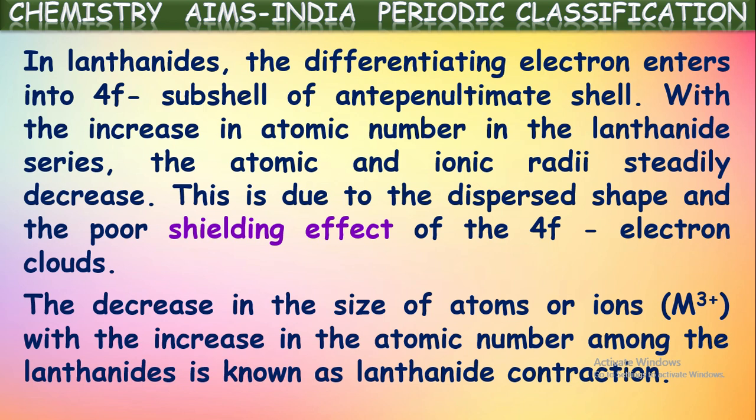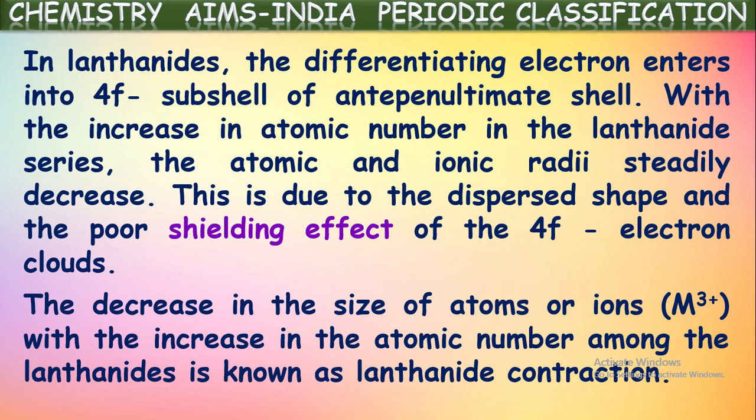Okay, these are being affected, shielded by inner electrons, very weak. Because of this least shielding effect, these electrons are being attracted much by the nucleus. The shielding effect is less because of the dispersed shape of these 4f electrons, the 4f subshells. Because of that, attraction will be more on these electrons, and hence they are attracted towards the nucleus. So as they are being attracted towards the nucleus, what happens? Size decreases. The decrease in the size of the atoms or ions with the increase in the atomic number among the lanthanoids is called lanthanoid contraction.